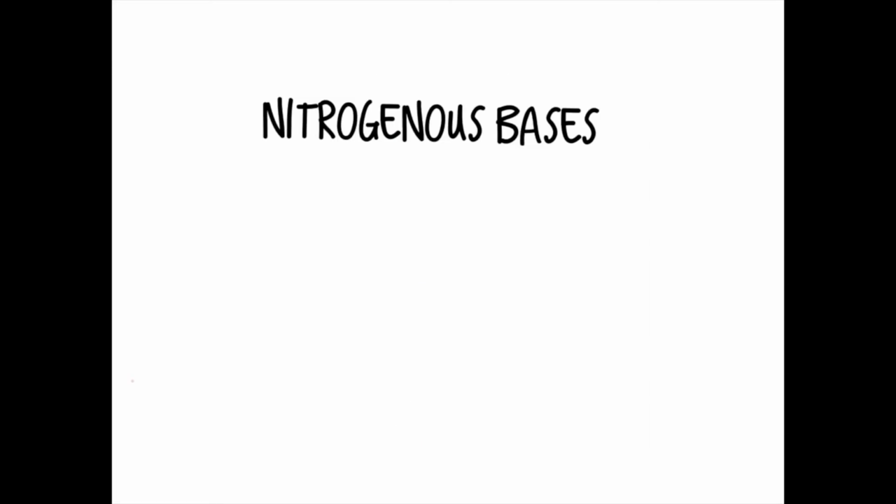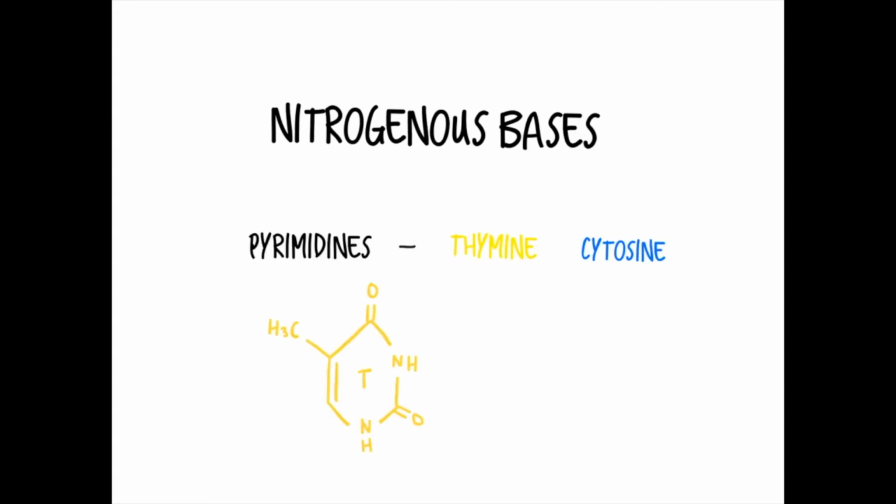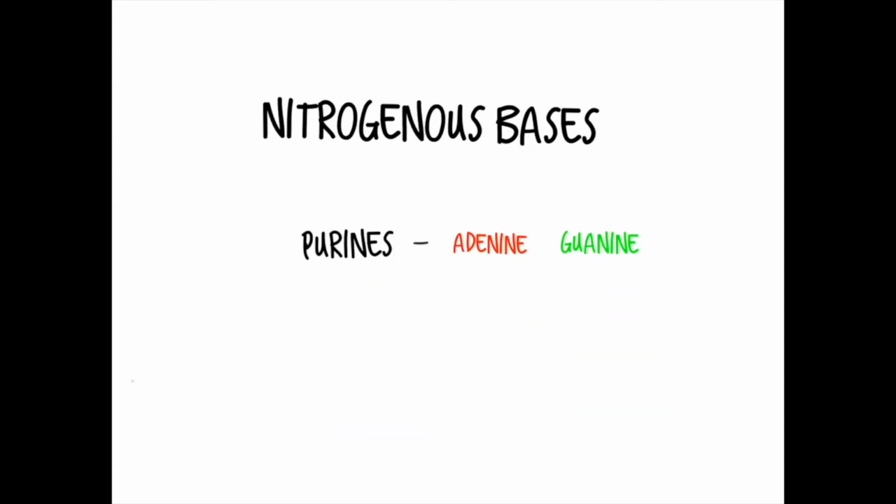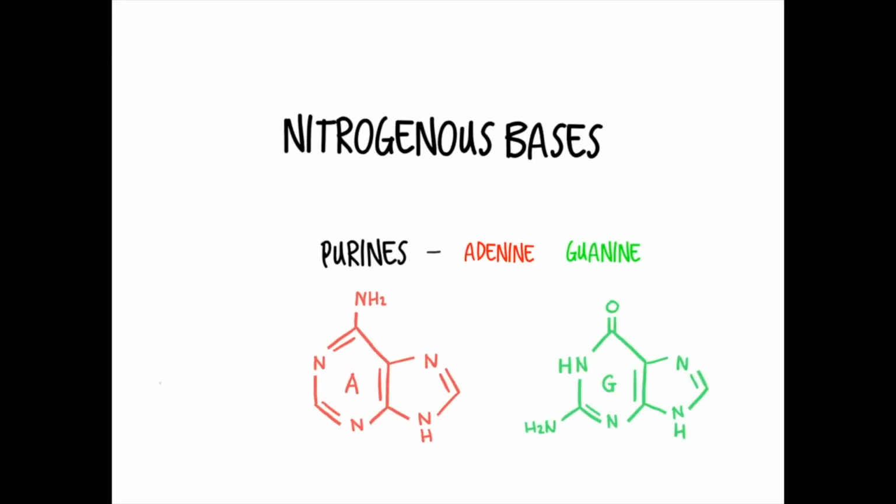You might be wondering, how do the two strands of DNA connect? How do they interact? And the answer is all down to 2 words: base pairing. So, the 4 nitrogenous bases mentioned earlier, adenine, guanine, cytosine, and thymine, can be split up into 2 groups. Thymine and cytosine are pyrimidines, and adenine and guanine are purines.